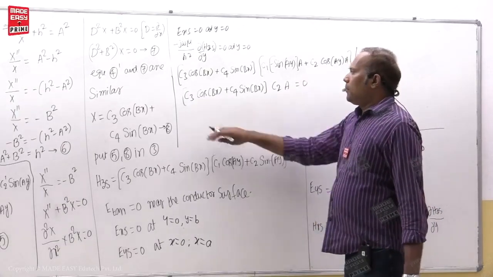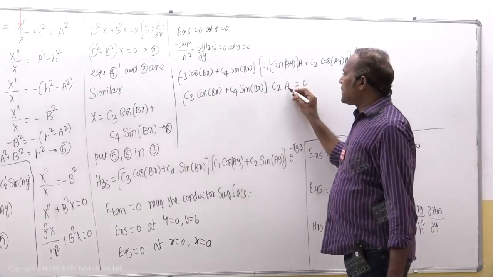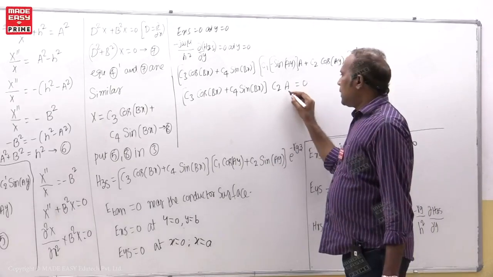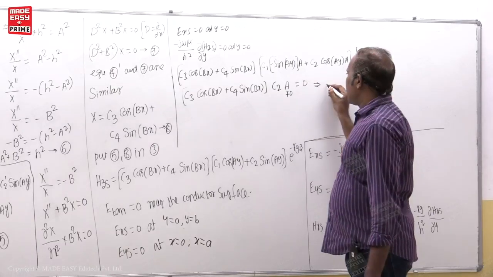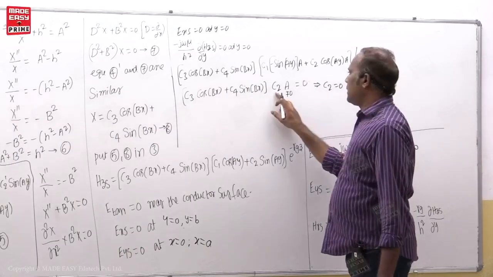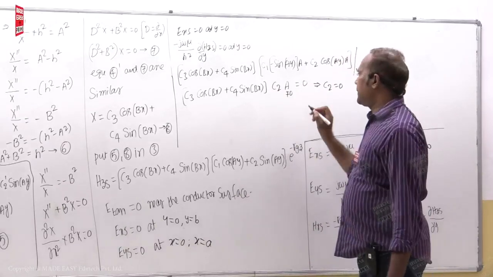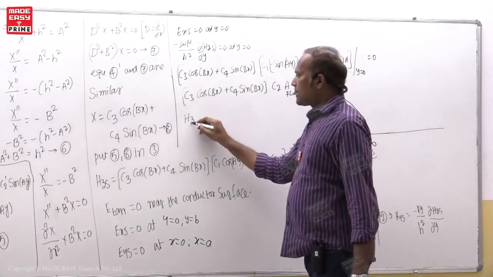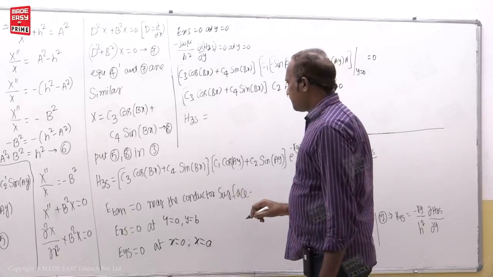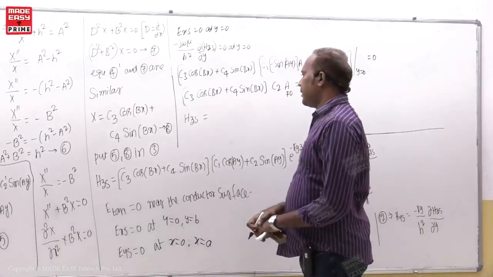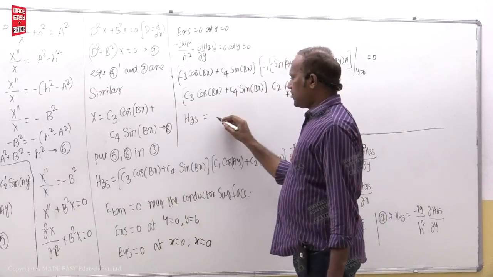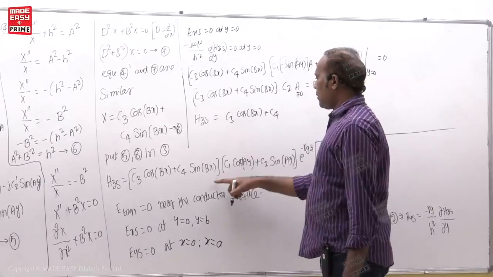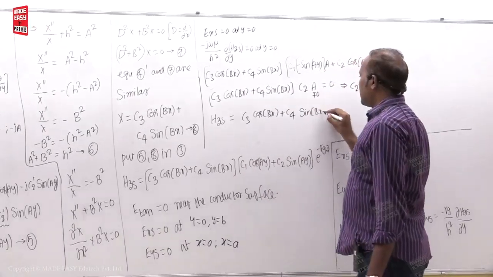Here, don't touch this term. a is a constant, that constant cannot become 0. That means this cannot become 0. So that implies C2 is equal to 0. That is the conclusion, that C2 is equal to 0 because this is constant. Now if you substitute C2 as 0 here, you get the HZS equation like this. Okay, HZS has become like this: C3 cos bx plus C4 sin bx.